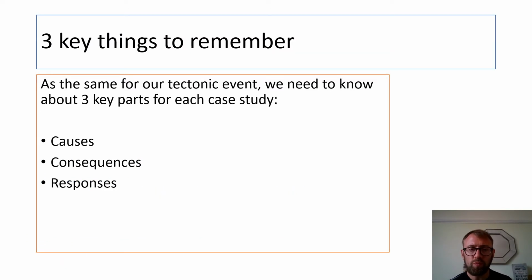Now, if we think back to when we did our tectonics again, with those three key words or key phrases that we need to remember, that we need to know again for these case studies. And they are causes, consequences, which remember is the same as effects and impacts, and responses. So again, we need to be able to talk about what can be done to help reduce the impact, and what was done afterwards to try and help people. So again, knowing these three terms is really crucial, because these are three terms that are likely to be used in your exam quite a lot, so you need to know what they are asking for in the question.